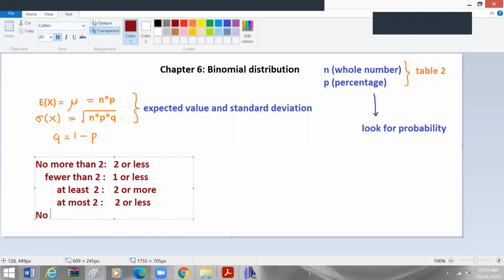So no fewer than 2. No fewer, yeah, that's the one that confused me. No fewer than 2. 2 or more. 2 or more. Very good. So no fewer than 2. That should be more than 2 for that, right? More than 2.